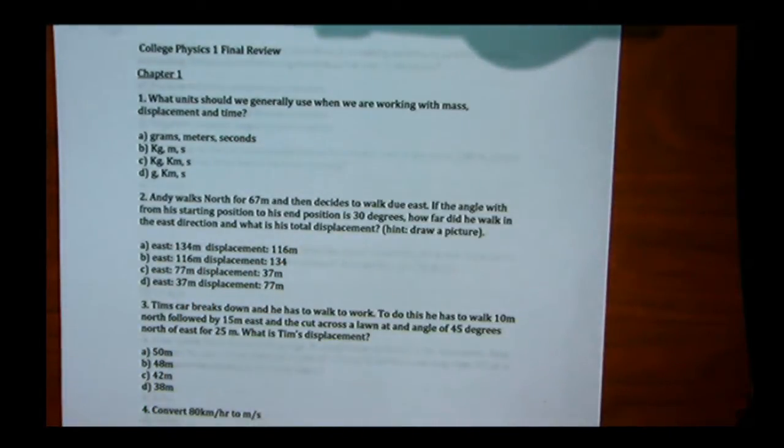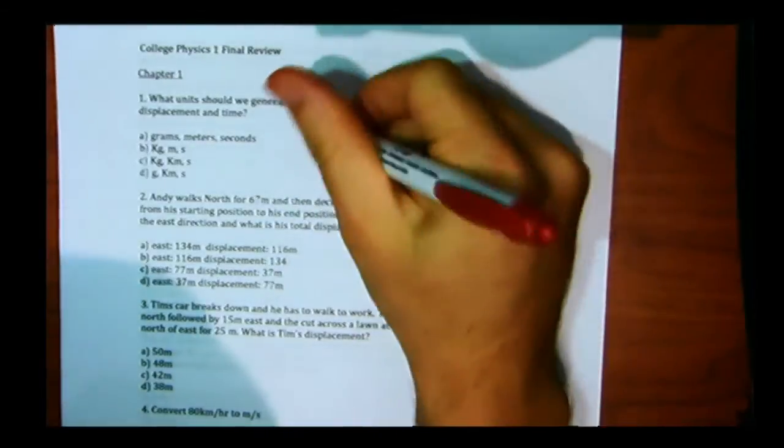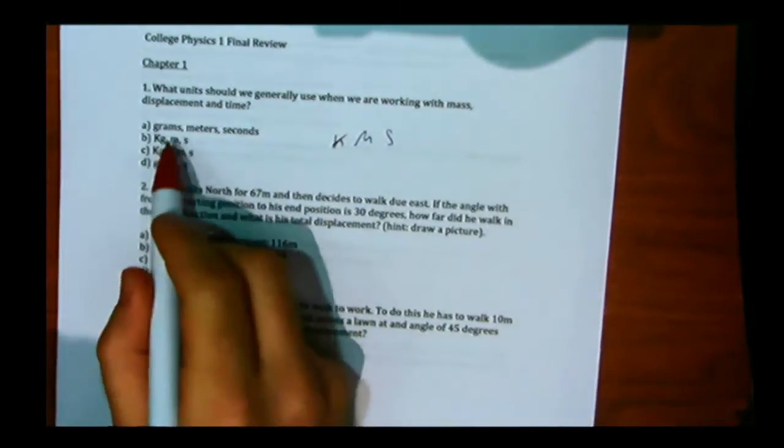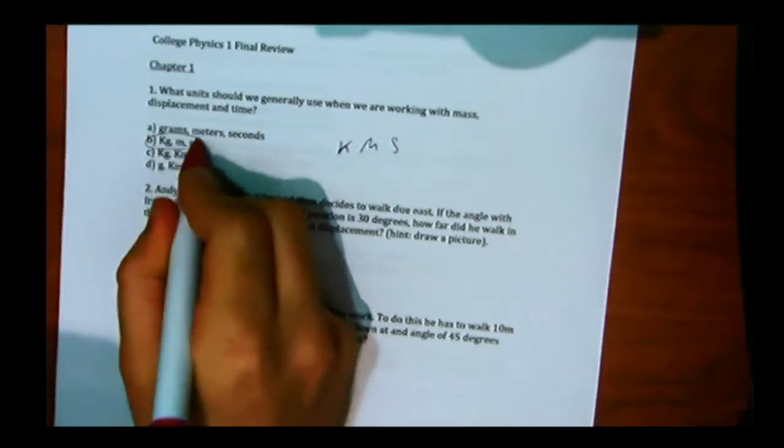All right, so now these are some displacement, some vector addition type problems. And I'm just going to pick one of them to do. And let me get my folder or this thing.